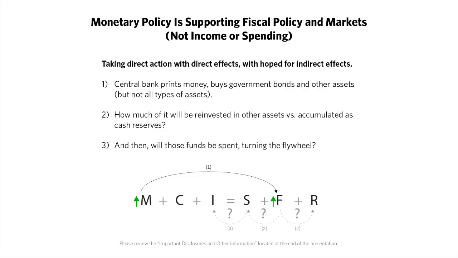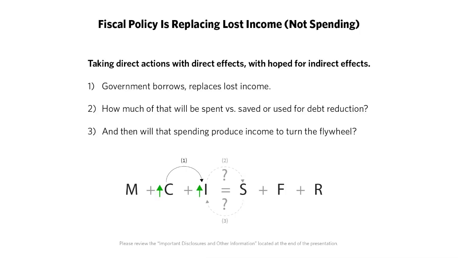So these are the two big uncertainties. How much will be reinvested in other assets versus accumulated as cash reserves? Will those funds be spent, turning the flywheel? And if I could just contrast that with, let's say, FDR in the 30s and something like the WPA, that's a different path.